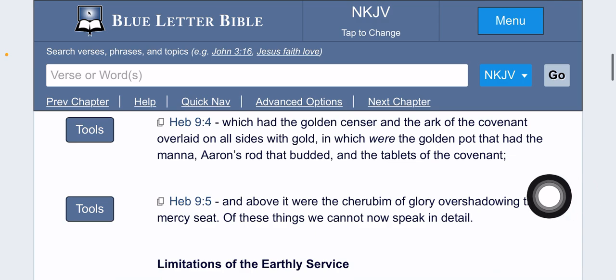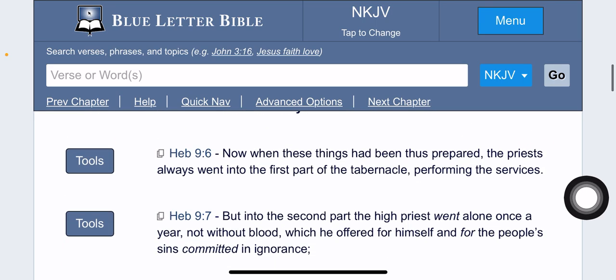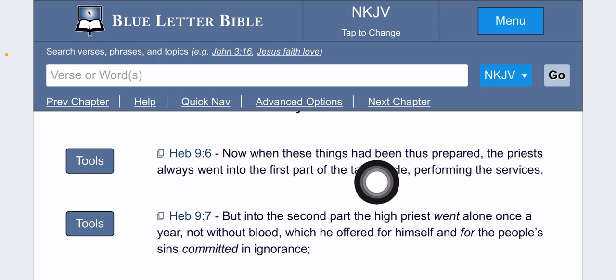Okay, now let's go on more. So let me read it again. Which had the golden censer, the ark of the covenant laid on all sides with gold, in which were the golden pots that had the manna, Aaron's rod that budded, and the tablets of the covenant, and above it were the cherubim of glory overshadowing the mercy seat. Of these things we cannot now speak in detail. Now when these things had been thus prepared, the priest always went into the first part of the tabernacle performing the services. But into the second part the high priest went alone once a year, not without blood, which he offered for himself and for the people's sins committed in ignorance.